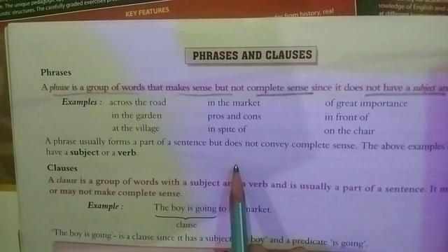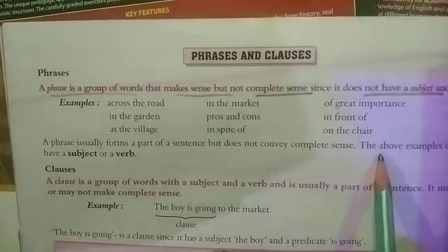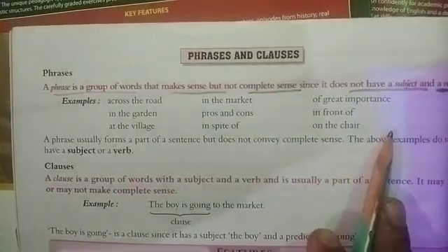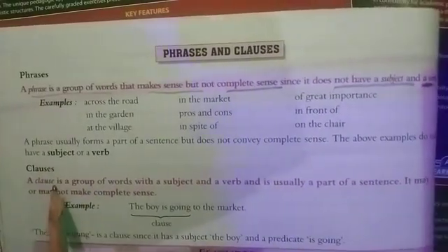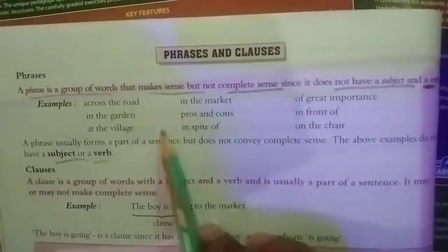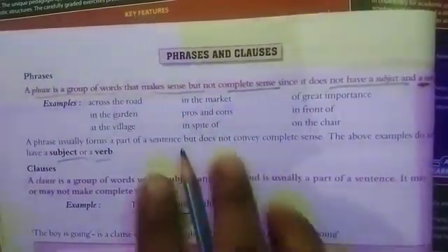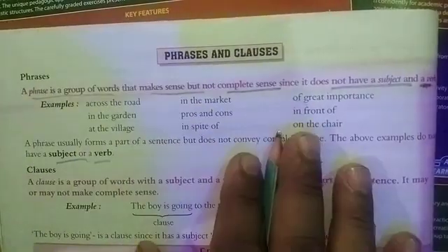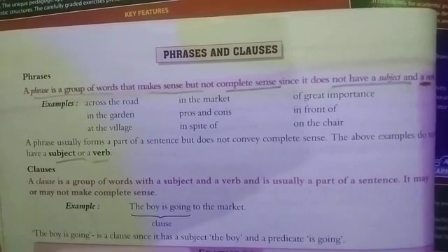A phrase usually forms a part of a sentence but does not convey complete sense. The above examples do not have a subject or verb. All these are examples of phrases, but not examples of sentences. All these are partially meaningful, but not completely meaningful. On the other part, you can see what is given: clauses.